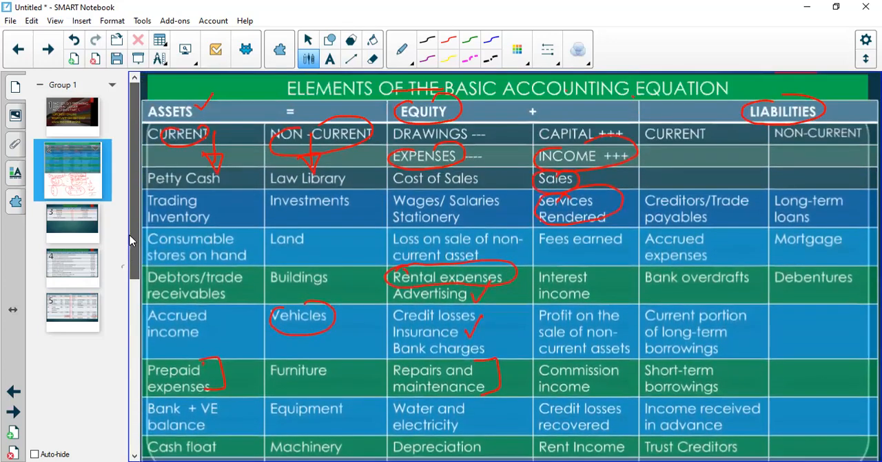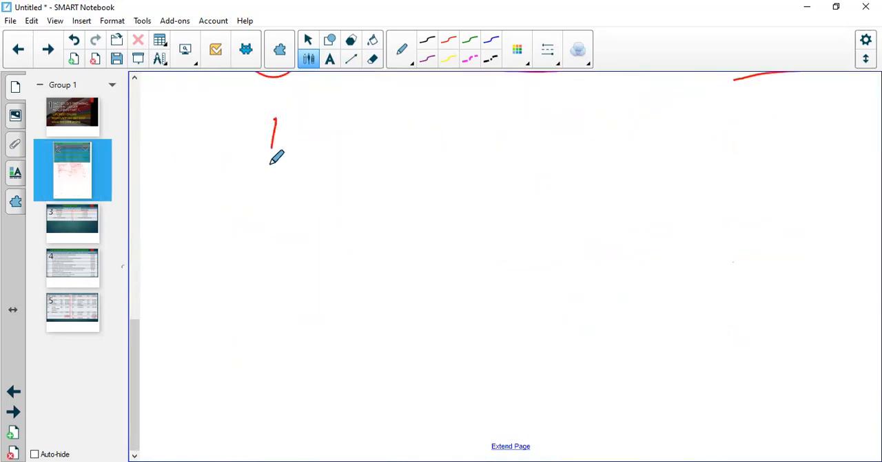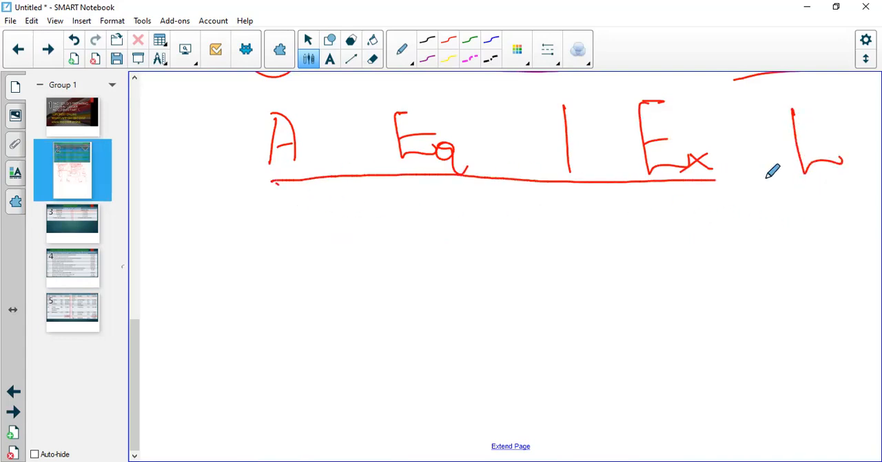Depending on the category it belongs to, some general ledger accounts belong to assets. Some belong to drawings or capital. Some belong to expenses. Some belong to income. And eventually some belong to liabilities. So we have 5 elements of the basic accounting equation, and those 5 elements are your assets, your equity, your income, your expenses, and your liabilities. Each of these has rules that are followed.